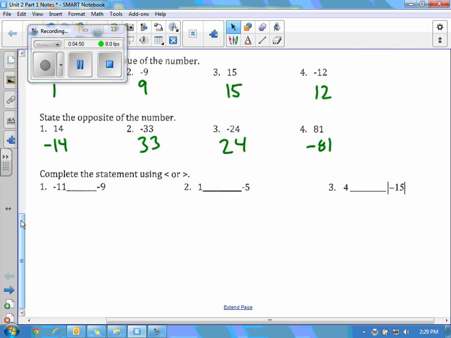The next section says to complete a statement using less than or greater than. So the first one is less than, the second one is greater than. The way I like to remember it is they kind of look like Pac-Man symbols, and you always want to eat the bigger number.